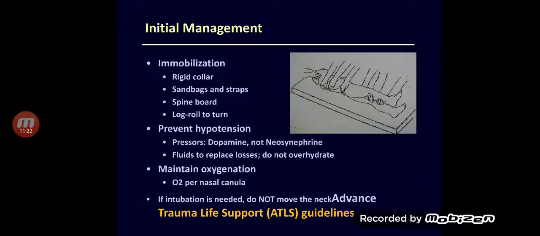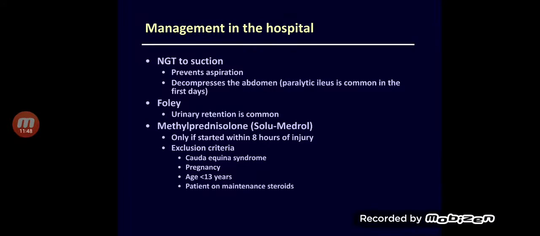The initial management ranges from immobilization using rigid collars, sandbags, spinal boards, and log roll to turn. You also have to prevent secondary insults by treating and preventing hypotension and maintaining good oxygenation. If intubation is needed, do not move the neck. You always have to use the ATLS guidelines.